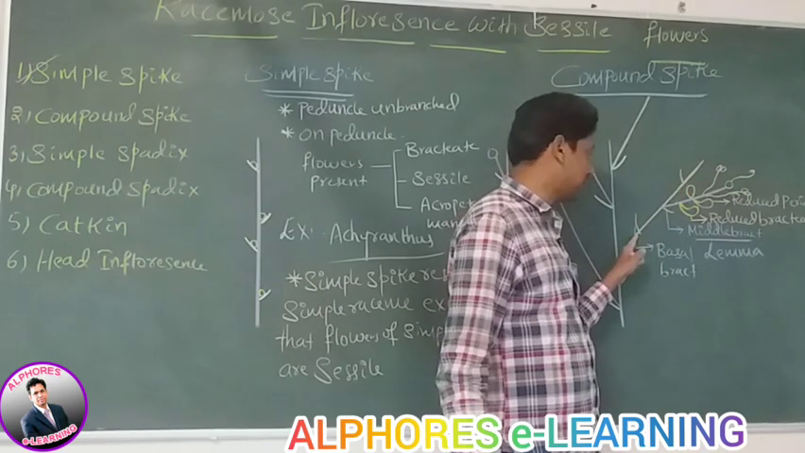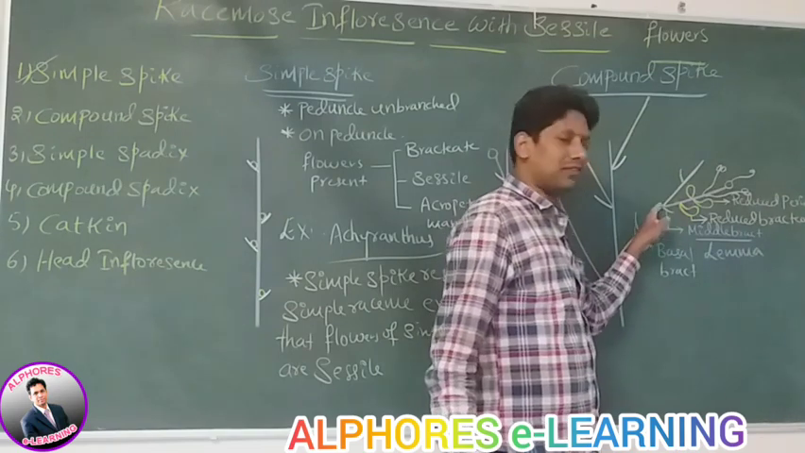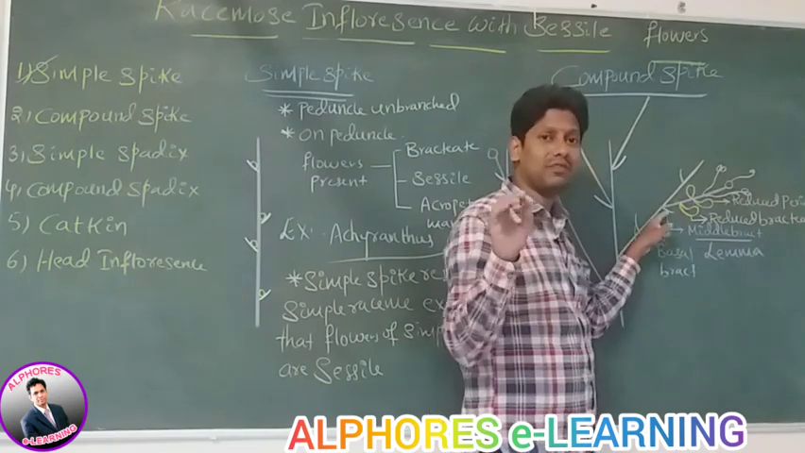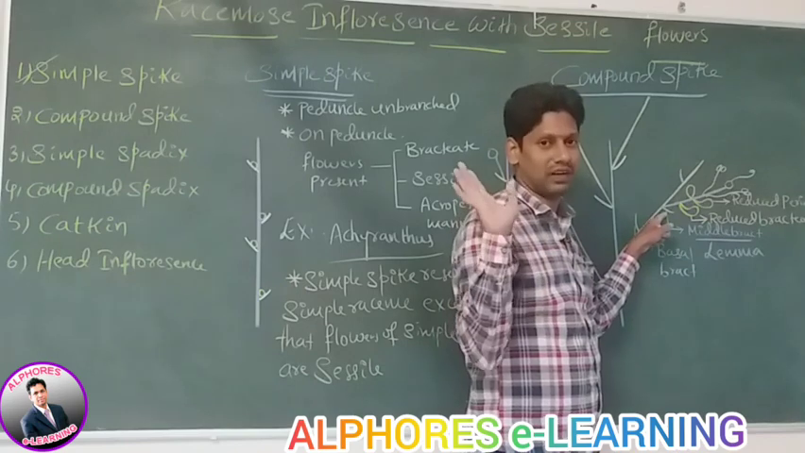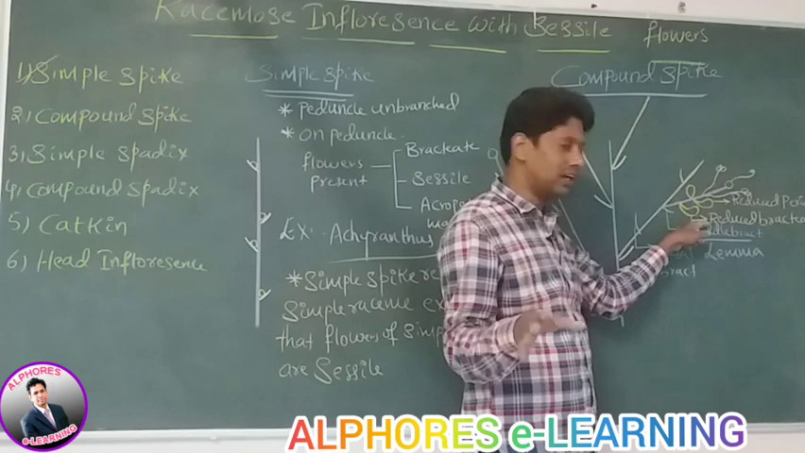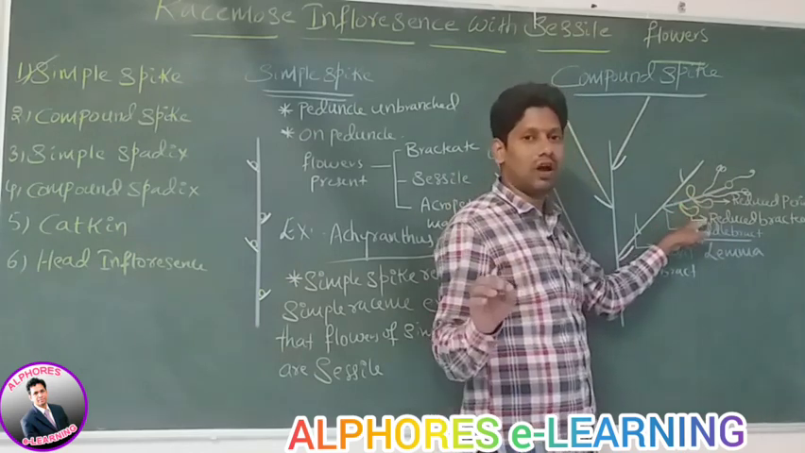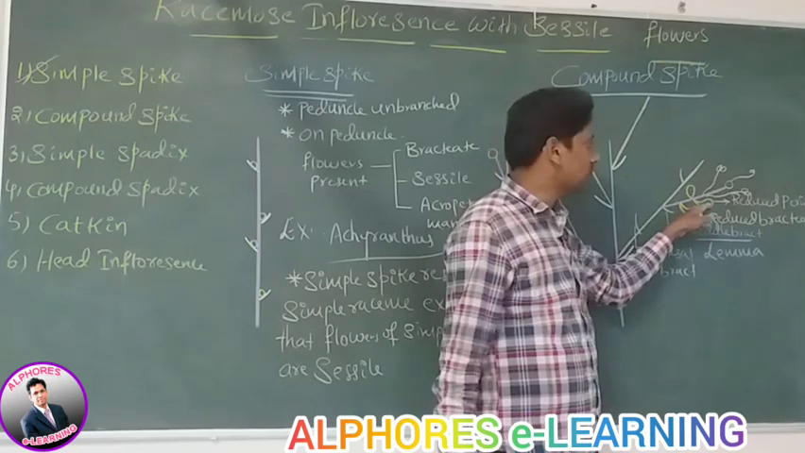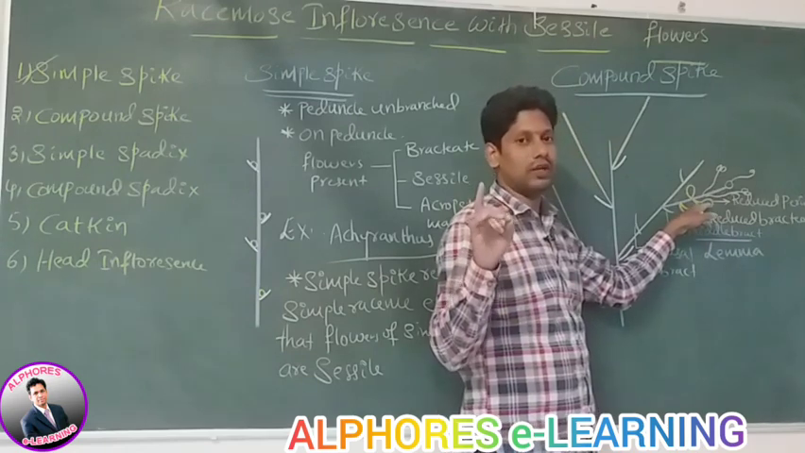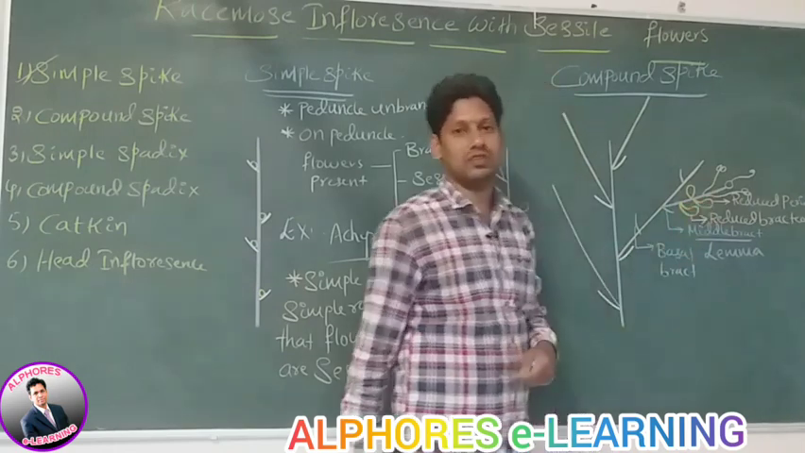Basal bracts are sterile, they do not produce a flower. Middle bracts are fertile, called lemma. They are fertile, so they produce a flower, a sessile flower. In that flower, bracteoles are reduced and perianth lobes are also reduced. Reduced bracteole is called palea, and reduced perianth lobes are called lodicules.